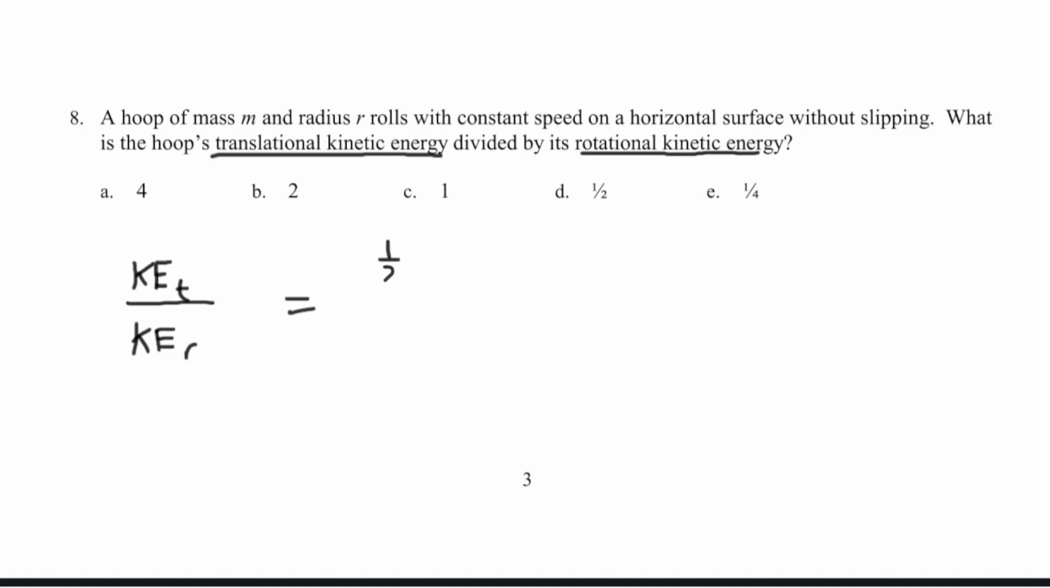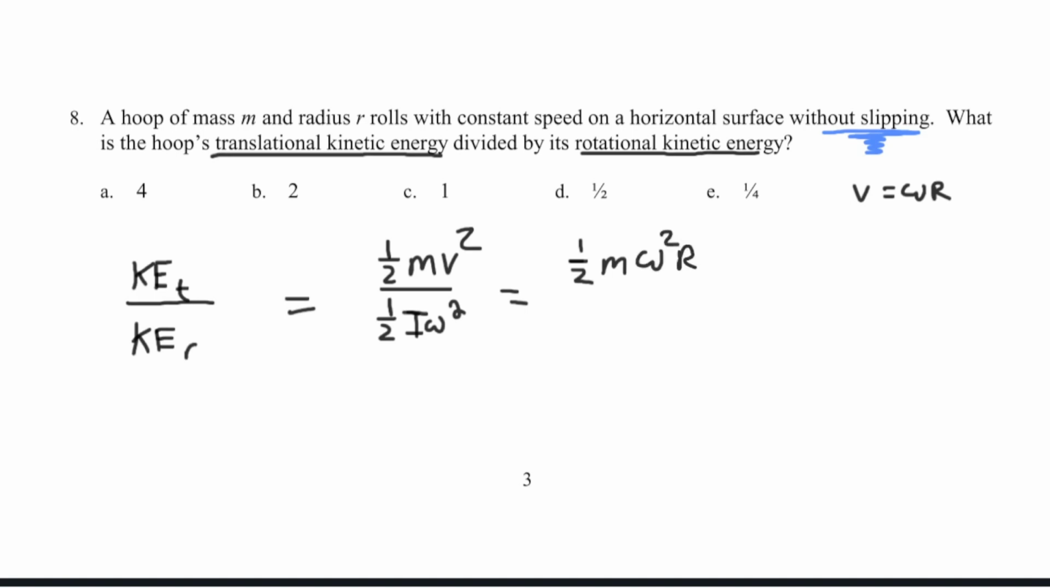So KE from translation is equal to 1/2 mv squared, and KE from rotation is equal to 1/2 I omega squared. And the fact that these are all numbers means everything should cancel somehow. So, once again, we have the magic words without slipping. So without slipping means that v is equal to omega R, or omega equals v over R. So I can replace my v with an omega squared R squared, because v is omega R.